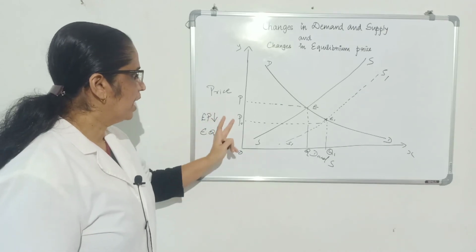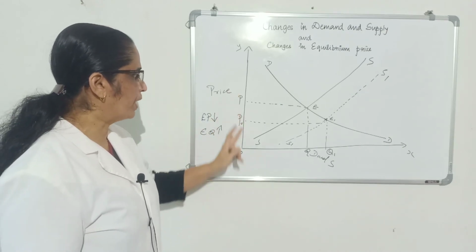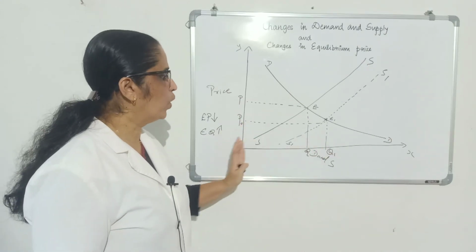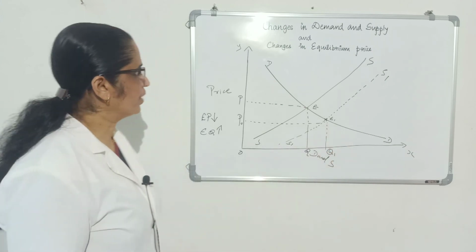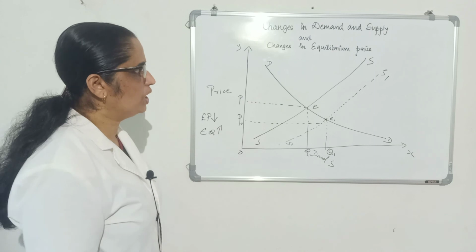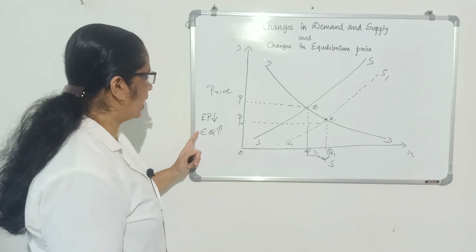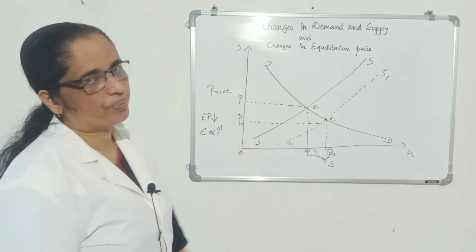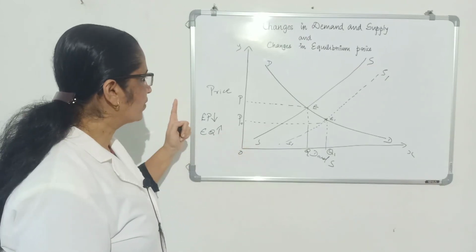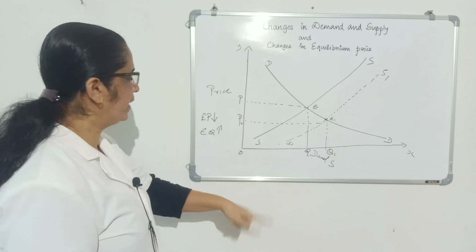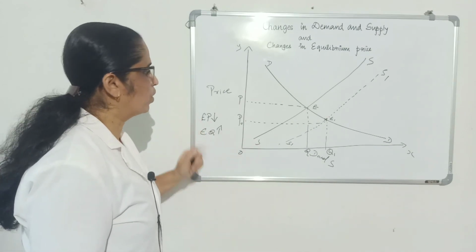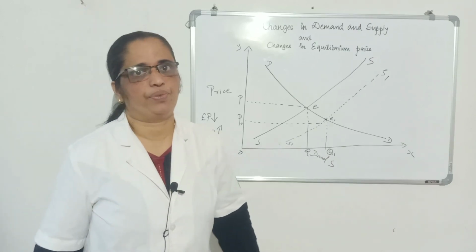Equilibrium price decreased from OP to OP0. Equilibrium quantity increased from OQ to OQ1. How can we analyze this? When the supply is more, price is less. When the price is less, demand is more. That is why, what type of change can you observe on account of these shifts in supply? That is, equilibrium price decreases, equilibrium quantity increases.